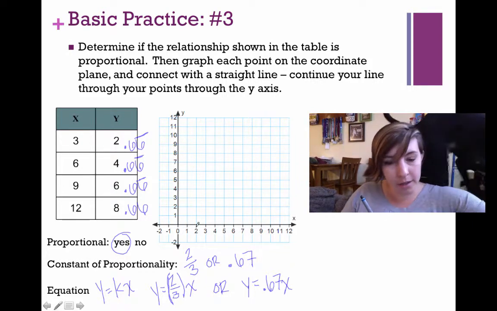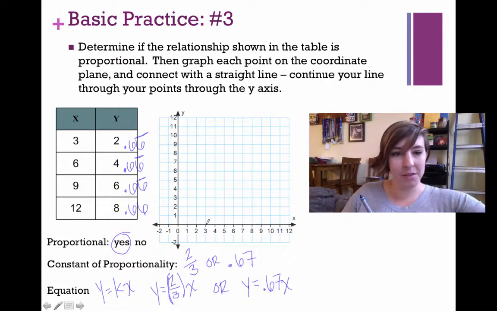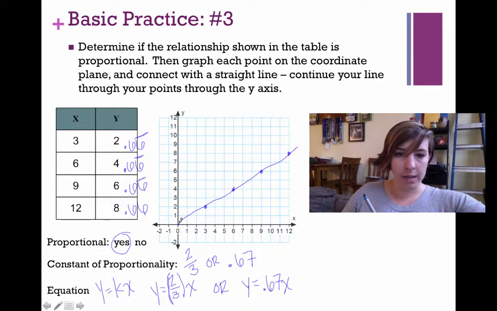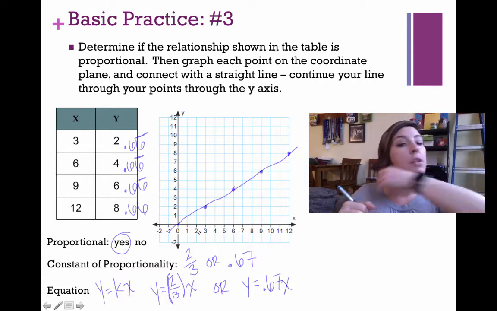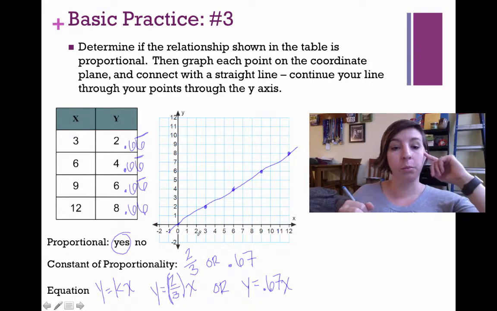If our x value is 3, then our y value is 2. If our x value is 6, then our y value is 4. If our x value is 9, then our y value is 6. And if our x value is 12, then our y value is 8. And you can see, we connect the dots, we have a straight line that passes through the origin. So this is a proportional relationship. It is a graph that is proportional.